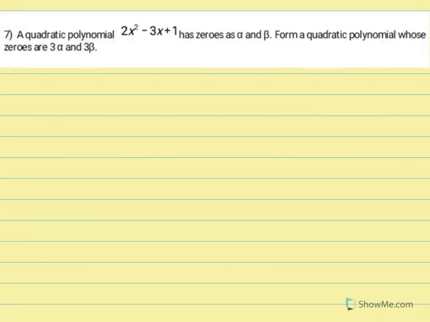Quadratic polynomial 2x square minus 3x plus 1 has zeros alpha and beta. Form a quadratic polynomial whose zeros are 3 alpha and 3 beta. Let's start with the first part of the sum.